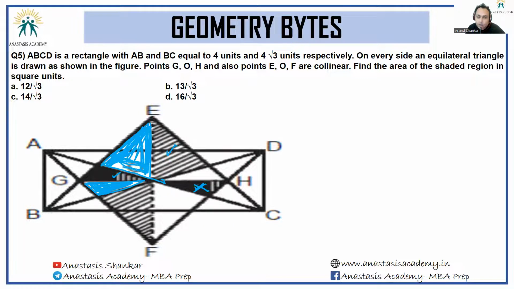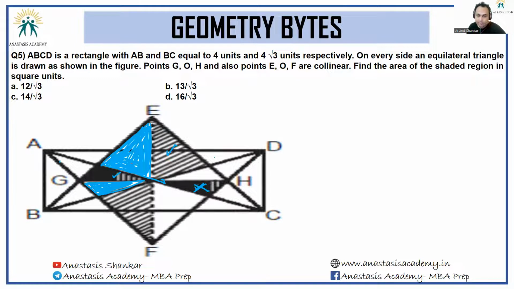Now looking at EGFH, can we see it is a rhombus? EGFH is a rhombus because it has been created using the same principles on either side. When you're creating AFD and BEC, the same conditions have been used. So we need half the area of rhombus EGFH. Within this rhombus also, wonderful thing you can see.